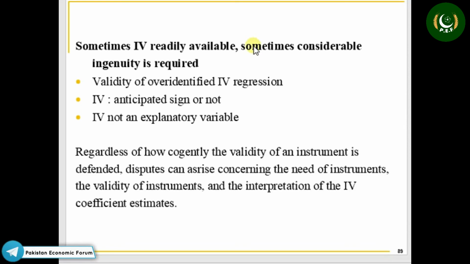I hope if you watch video number 29 to video number 35, you'll have a reasonable understanding of instrumental variables. For more details, if you want to go to an advanced level, I would suggest the William Greene Econometric Analysis book.